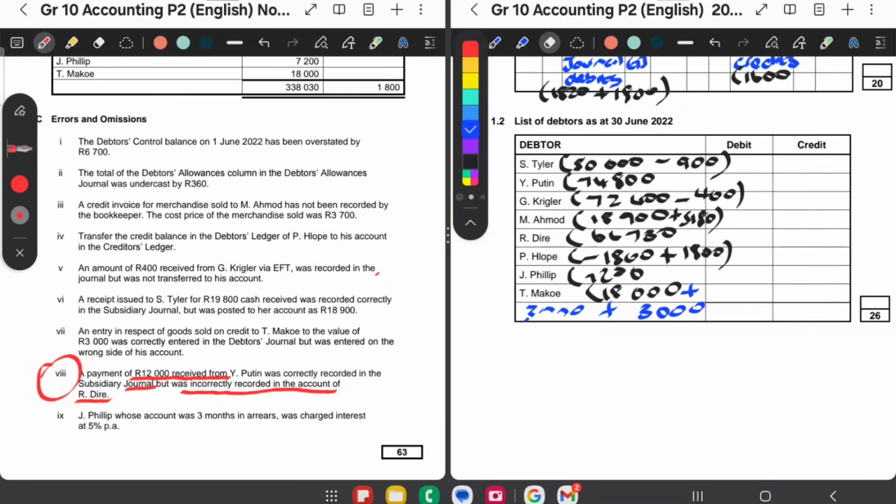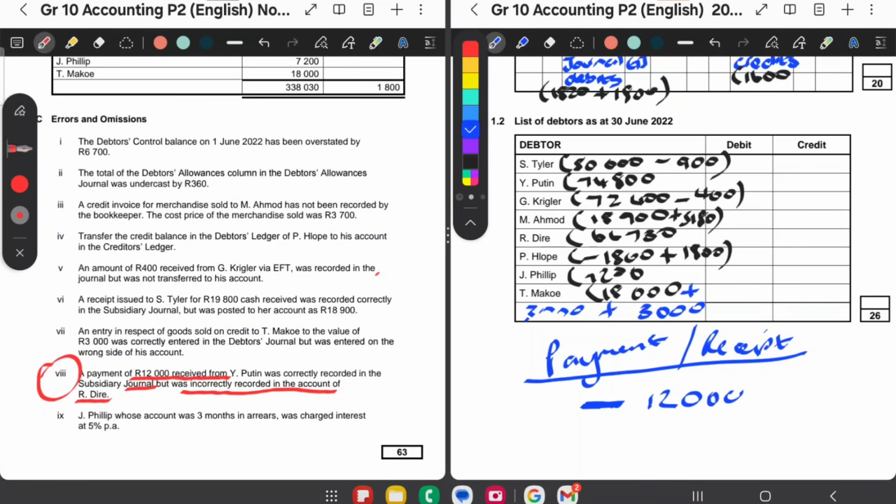So it was a payment. So when you receive money, it makes your account less. It makes, we can say that the debtor owes us less money. Now, it was supposed to be minus 12,000, which is right, but now we placed it by the wrong person. So we placed this negative 12,000 by R. Dyer. So I must go to R. Dyer and I must cancel this receipt.